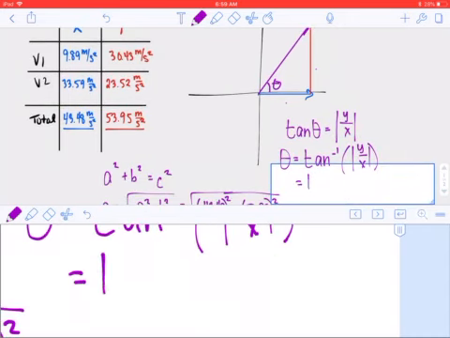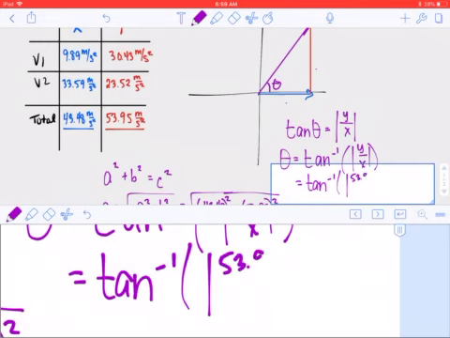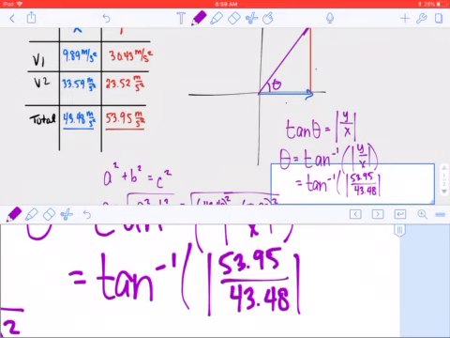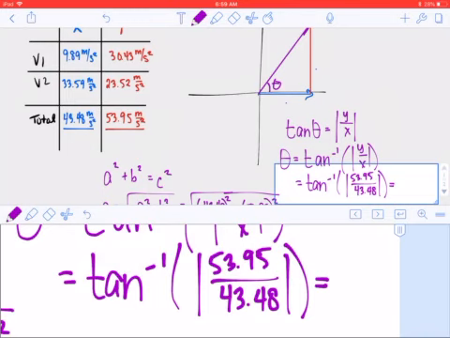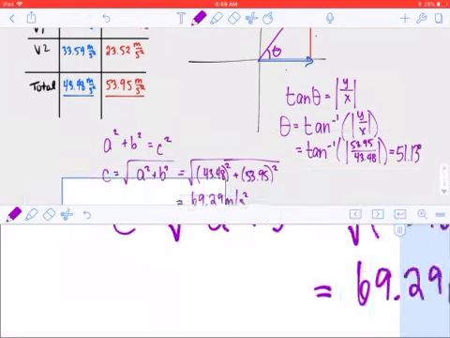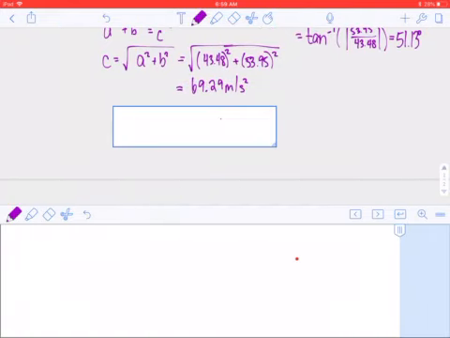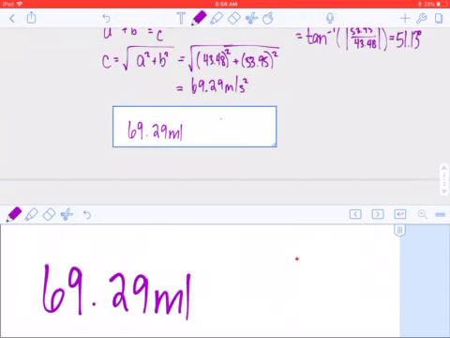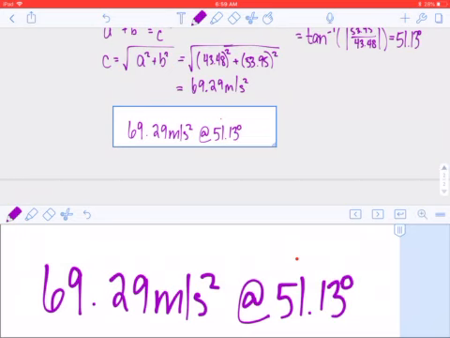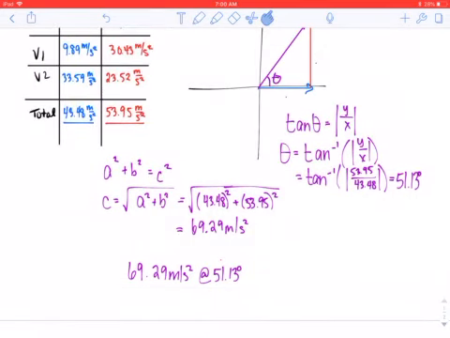So theta equals the inverse tangent of the absolute value of 53.59 divided by 43.48. Plug that into your calculator. You should get 51.13 degrees. So my overall final answer, the thing I would box, is my resultant is 69.29 meters per second squared at an angle of 51.13 degrees. There is going to be another video, so make sure you keep watching.